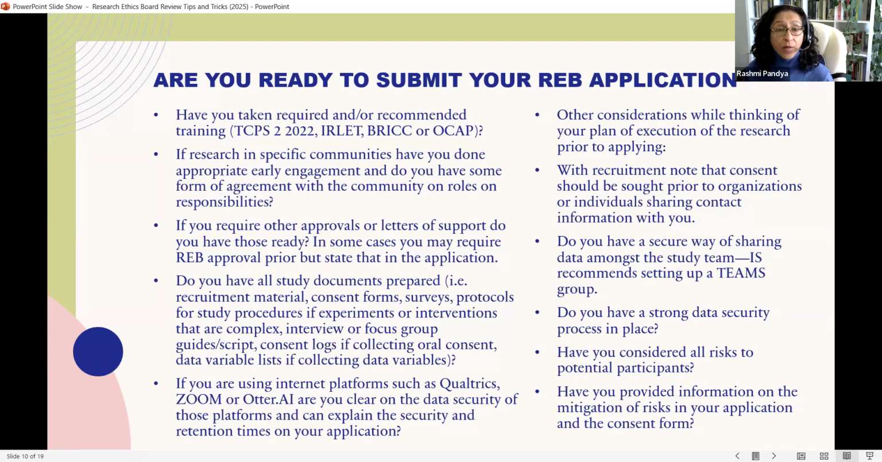If you require other approvals or letters of support, do you have those ready? Quite often, if you're going to other institutions, for example, like SHA, you would need an operational approval to do research in schools.